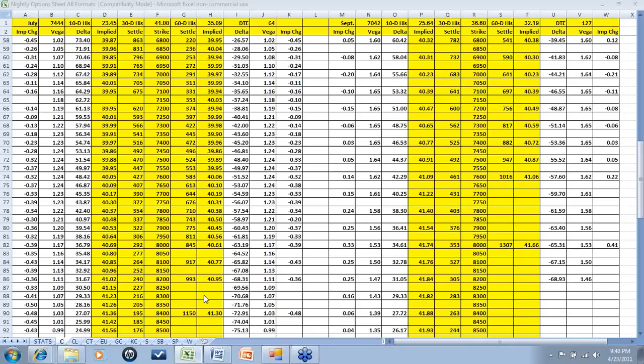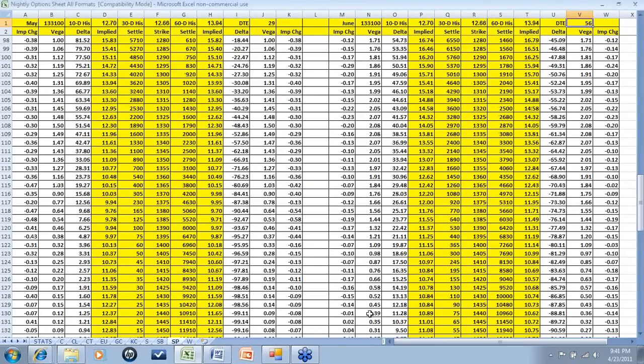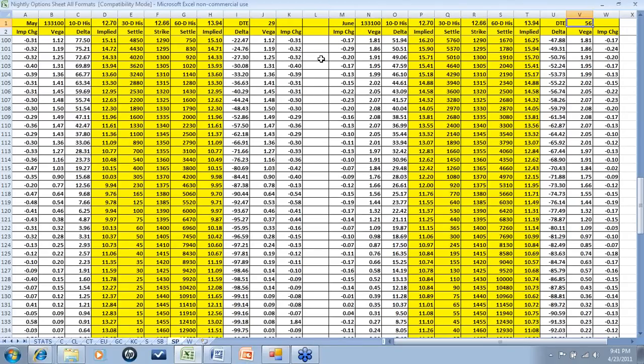Now, let's go to another market and take a look at how it works out. Go to S&P. The S&P, let me just move it down to, oops, I went the wrong way.